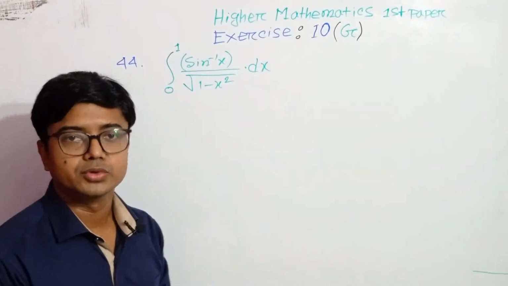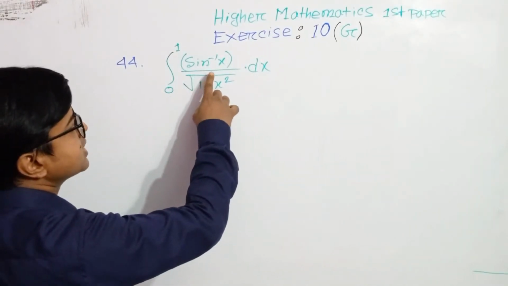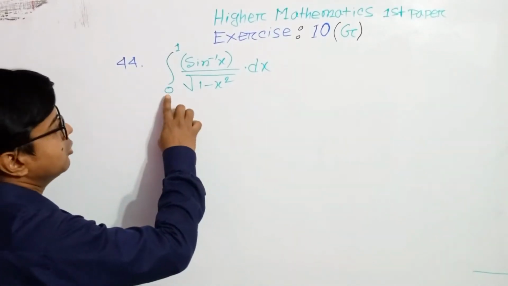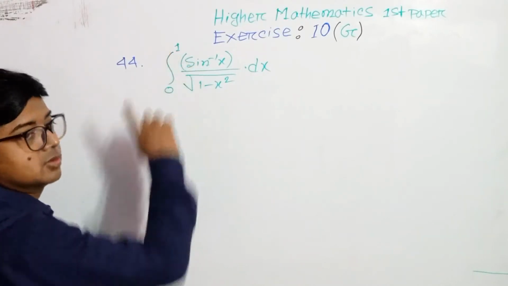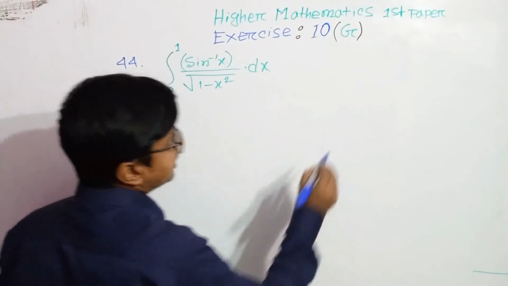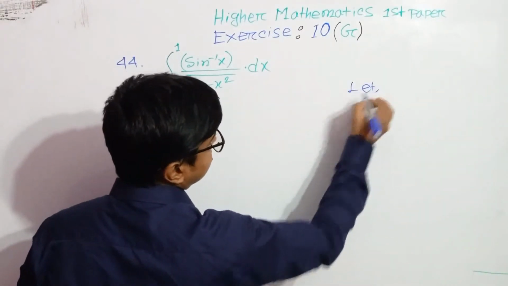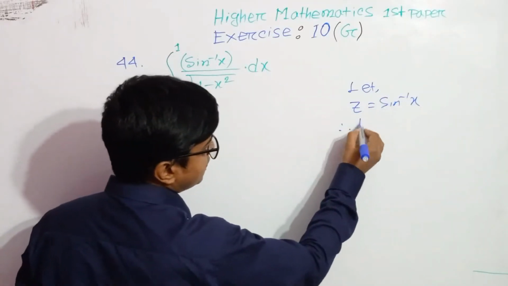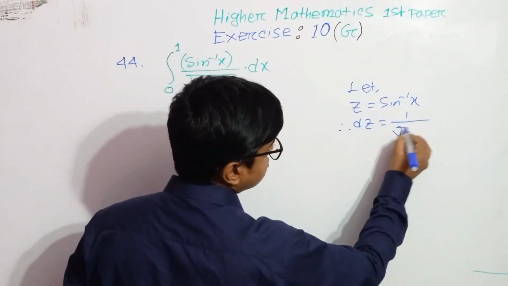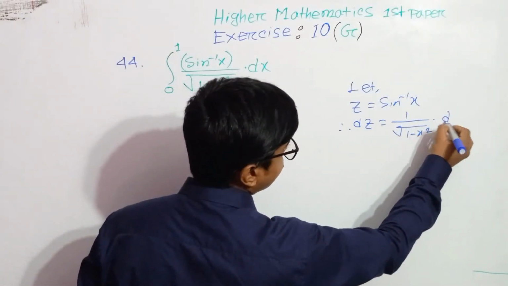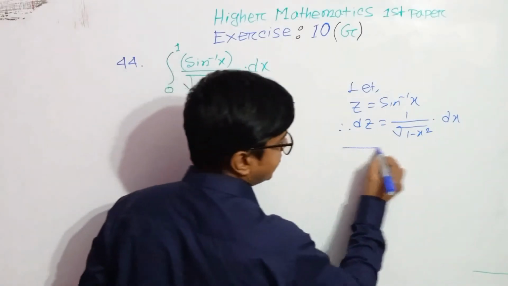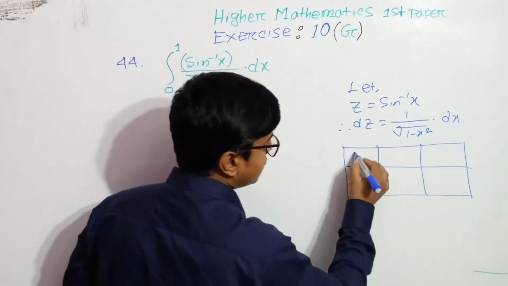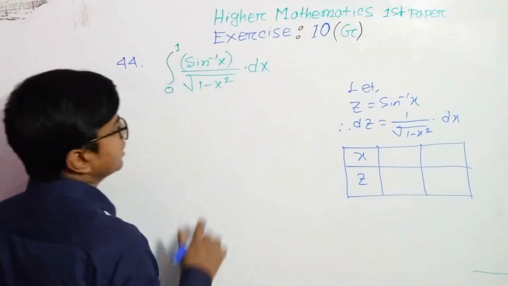Now question number 44. Integration of sin inverse x into dx by square root 1 minus x square, and here lower limit is 0 and upper limit is 1. Look at this. Here let z equal sin inverse x. So dz equals 1 by square root 1 minus x square into dx. And here x and z. Look at this.